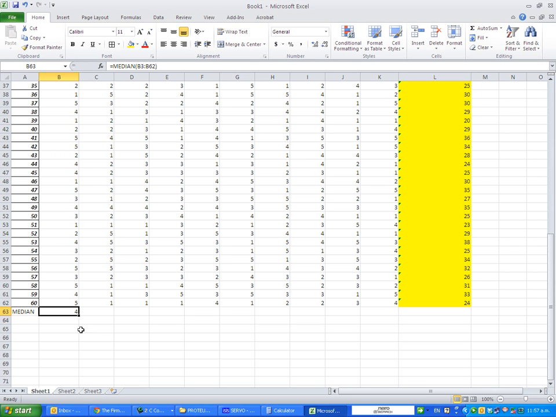Okay. Now, I also need the mode. The mode is the most frequent data, or selected by the people. So the most frequent score in the distribution is the mode. So it's just like the median.